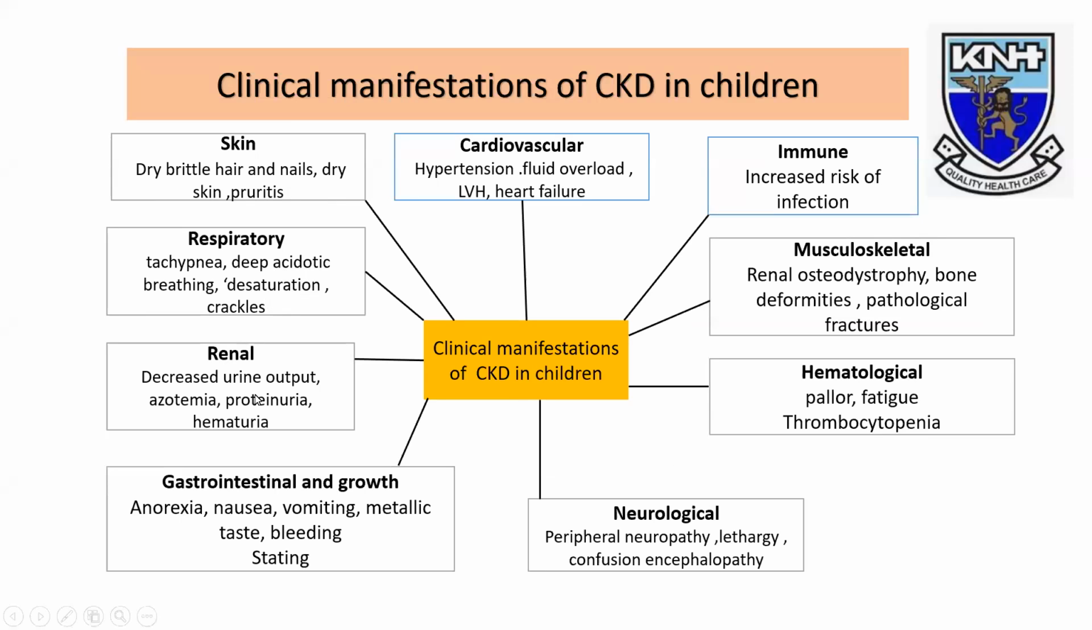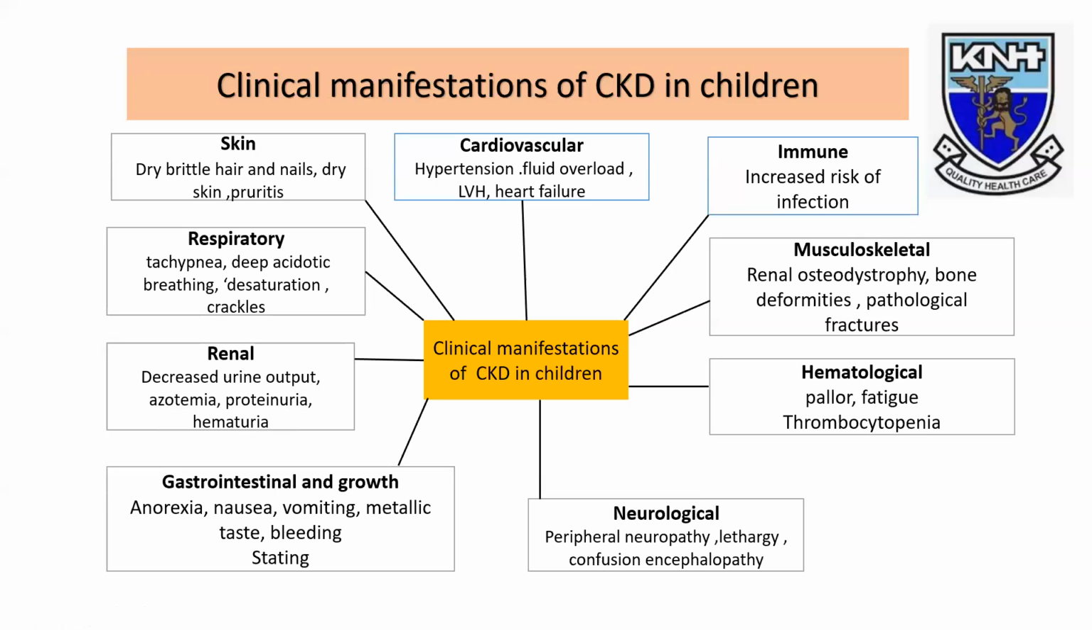In the renal system, you can have decreased urinary output, especially with obstructive uropathy or end-stage renal disease. You can have azotemia, that's urea above 30 when you do your UECs, proteinuria when you do urinalysis, and hematuria. That's what you can find in the urine.